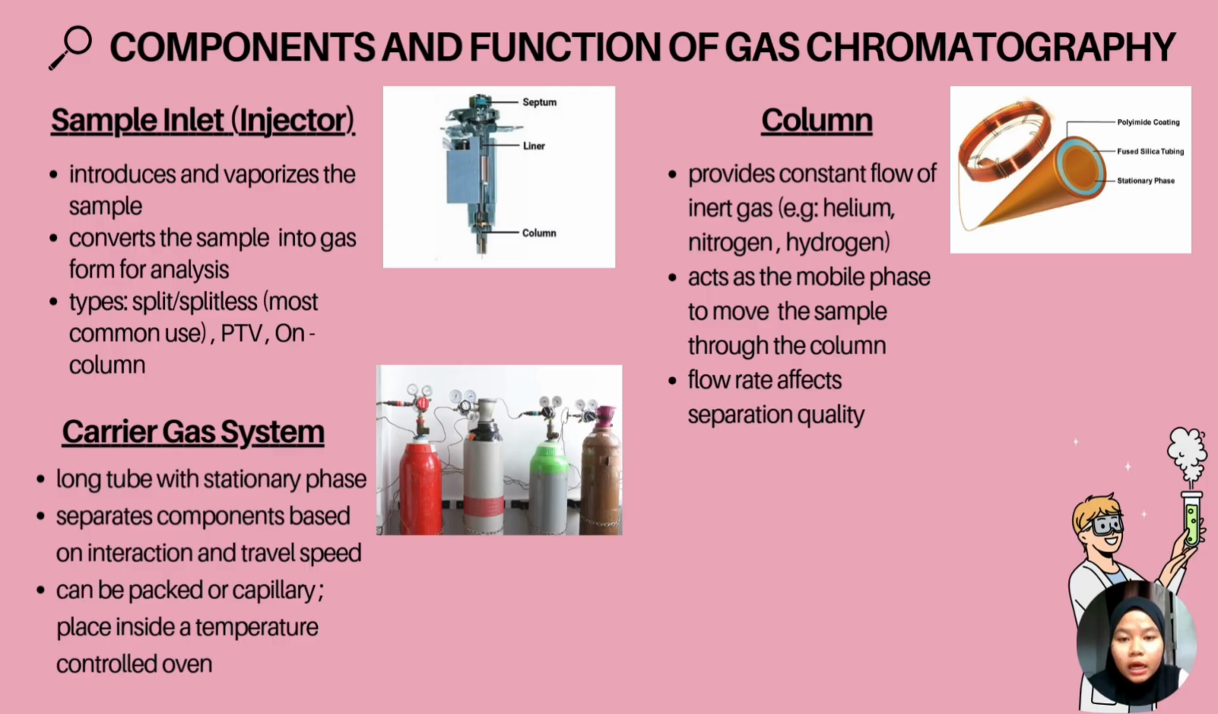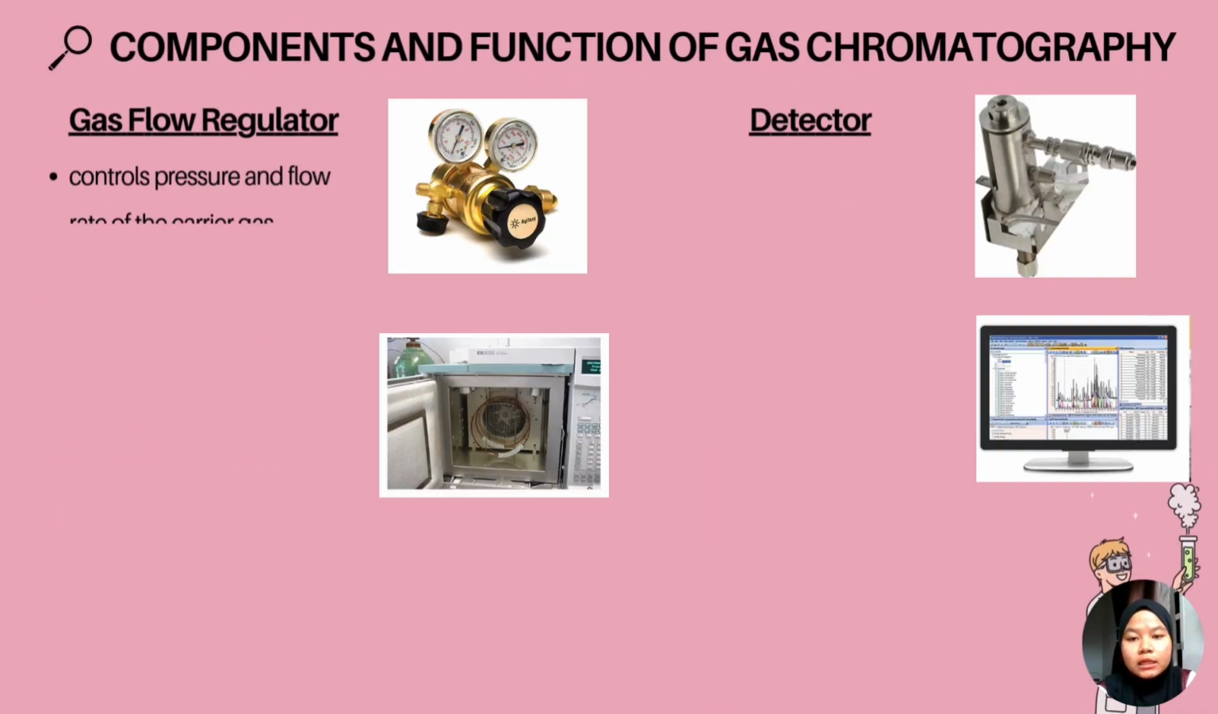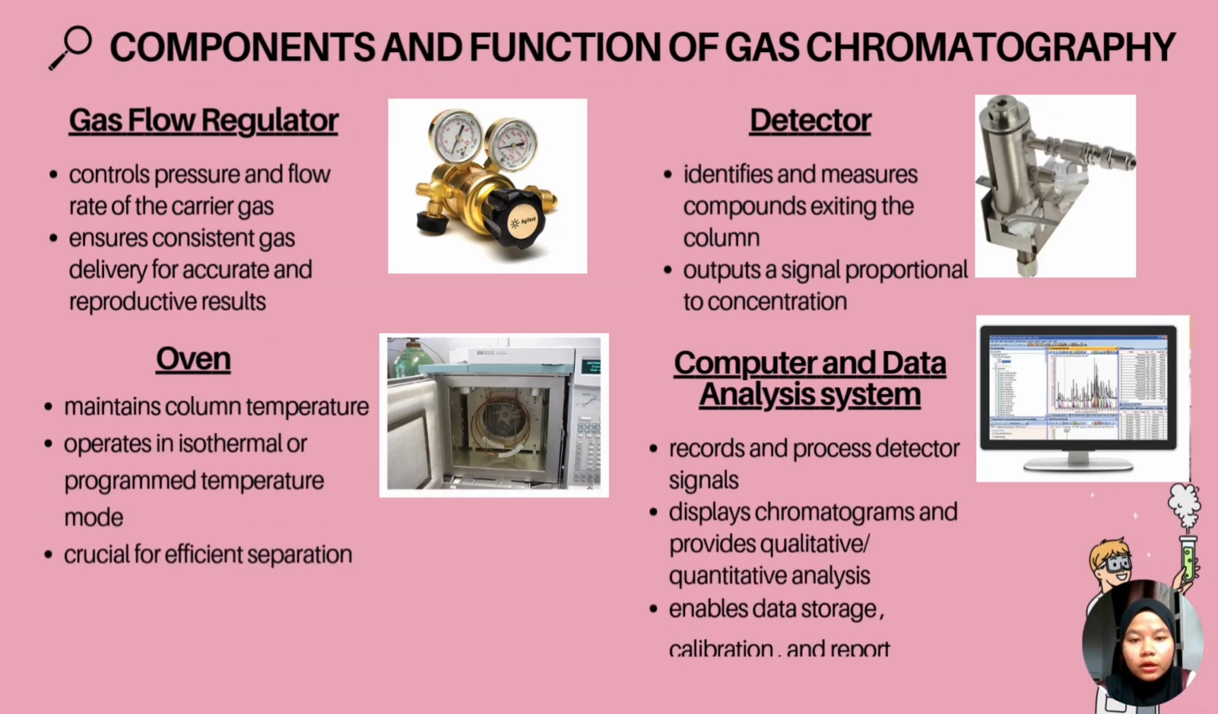It is where the actual separation of compounds takes place. Different compounds in the sample interact differently with the stationary phase, causing them to travel at different speeds. As a result, the compounds are separated and exit the column at different times. The column can be packed or capillary, and it is placed inside the temperature-controlled oven to ensure consistent and accurate separation.